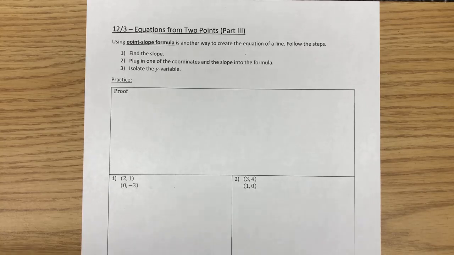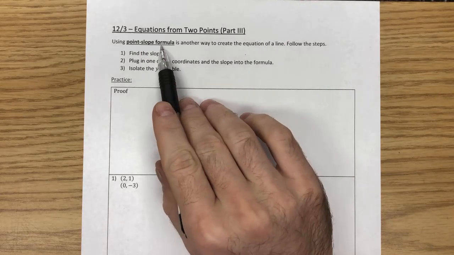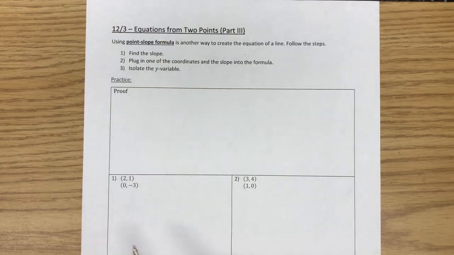So today is going to be an extension of what we did in the previous video. We're going to be using the point-slope formula when given 2 points if we want to create the equation of a line. What we did last time was we used the slope-intercept. This time we're going to use the point-slope. And we're going to show a proof of why we can do this and why it's going to save us a little bit of time in the long run to be able to plug it all in at once.